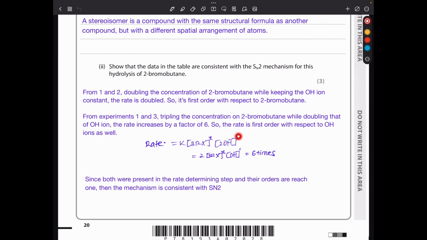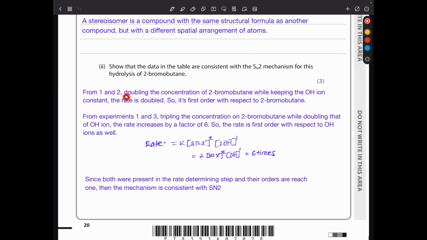If this one comes out, since it's power 1, we can bring it out into 3 RX to the power x, where x is the order of the halogenoalkane, the unknown order, times OH to the power 1. And this has increased 6 times. This means 6 is going to be 2 times 3. And so they should also be order 1, because 2 times 3 will give us 6 times the original rate.